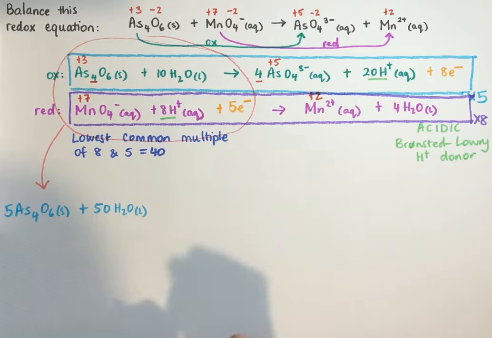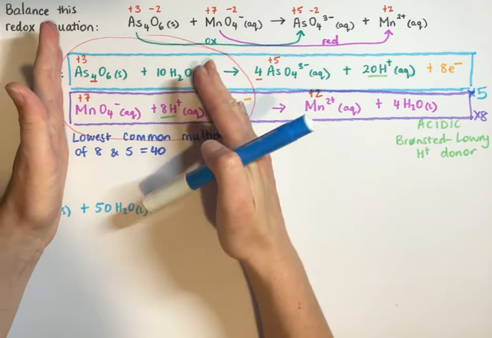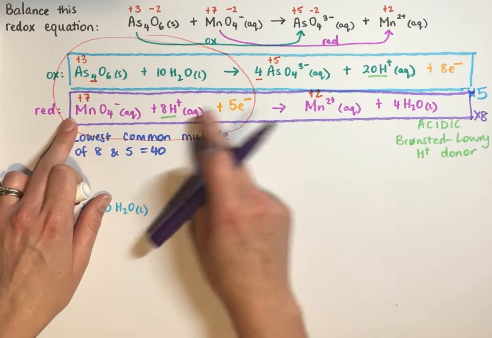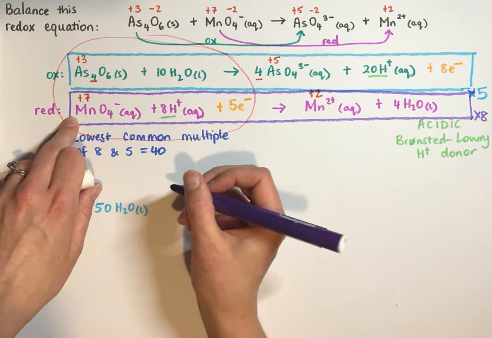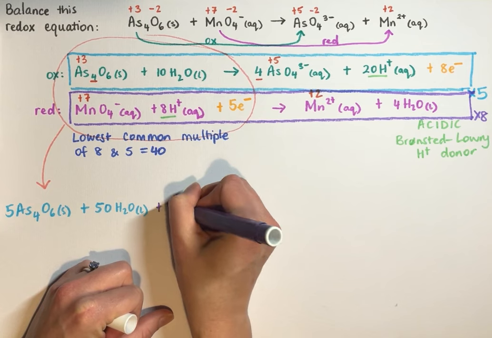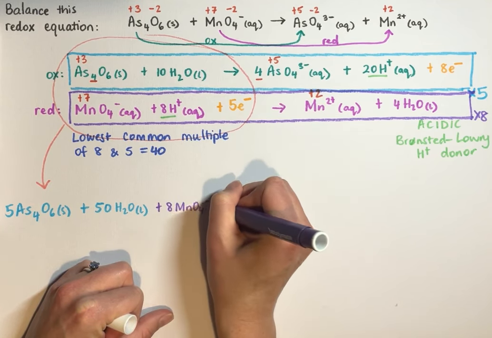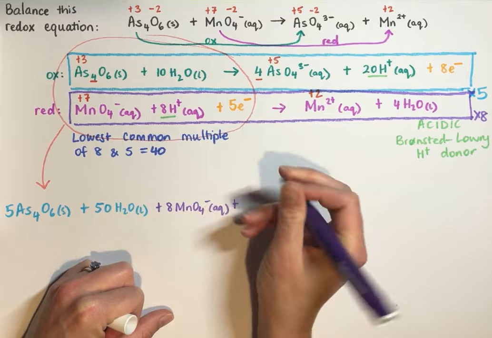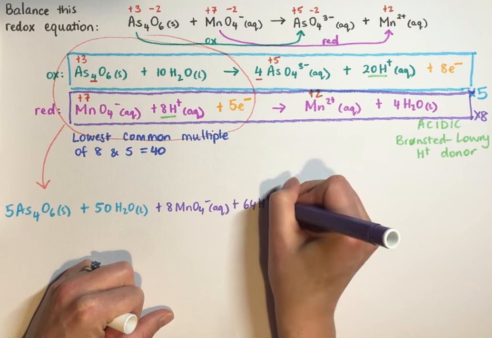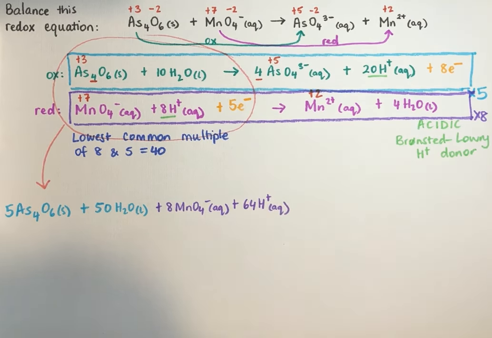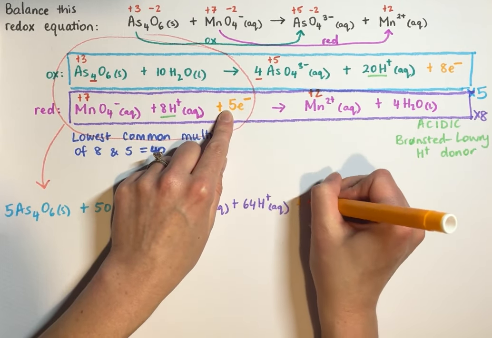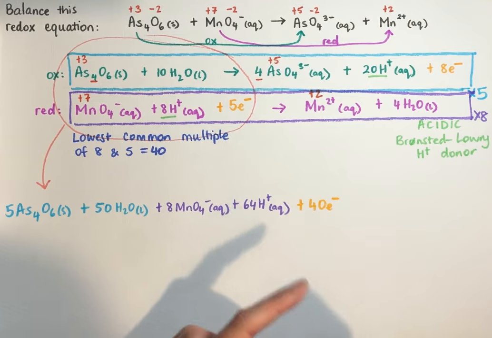And then we need to keep collecting the things that are on the left-hand side. So let's just keep track of what they were. These are the things in purple now. These are the things that need to be multiplied by 8. So plus 8 of the manganate, and 8 lots of 8, 64 hydrogen ions. And I'm just going to keep my electrons in orange, but 5 times 8, we have now our 40 electrons.